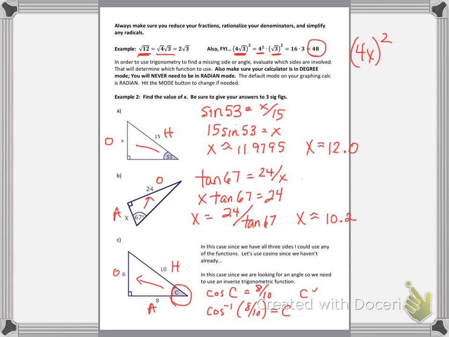I end up with C is approximately 36.9 degrees. Okay. Again, anytime you do an inverse, you're going to end up with an answer in degrees because we're always in degree mode. Okay, so that's going to be the majority of your questions in your homework. Now, there's a couple other little bit more complicated questions that I wanted to make sure that you were okay with.